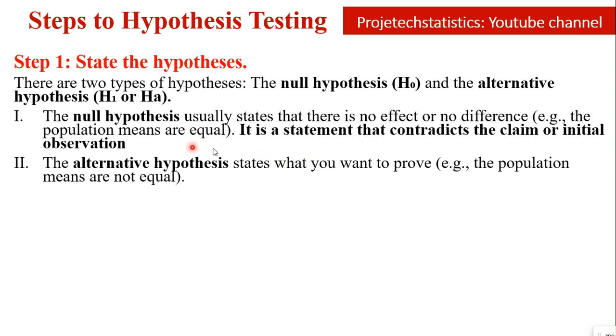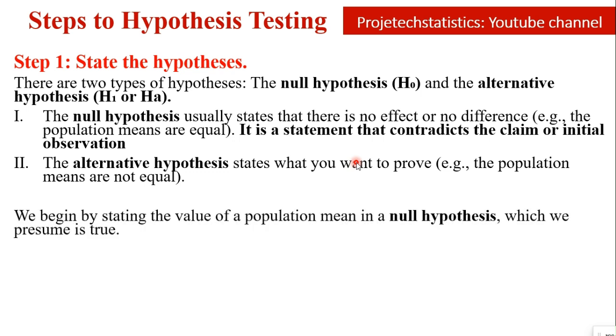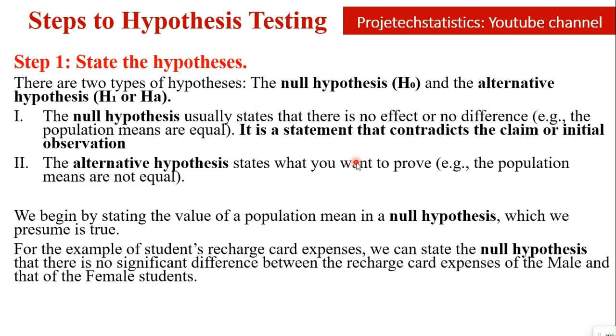So your null hypothesis always contradicts your claim or your initial observation about that particular event. The alternative hypothesis states what you want to prove. So we begin by stating the value of a population mean in a null hypothesis, which we assume to be true. Now, this is very important. When starting a research, you begin by stating the value of a population mean in a null hypothesis. That means a statement that contradicts your claim, and you assume that that statement is true.